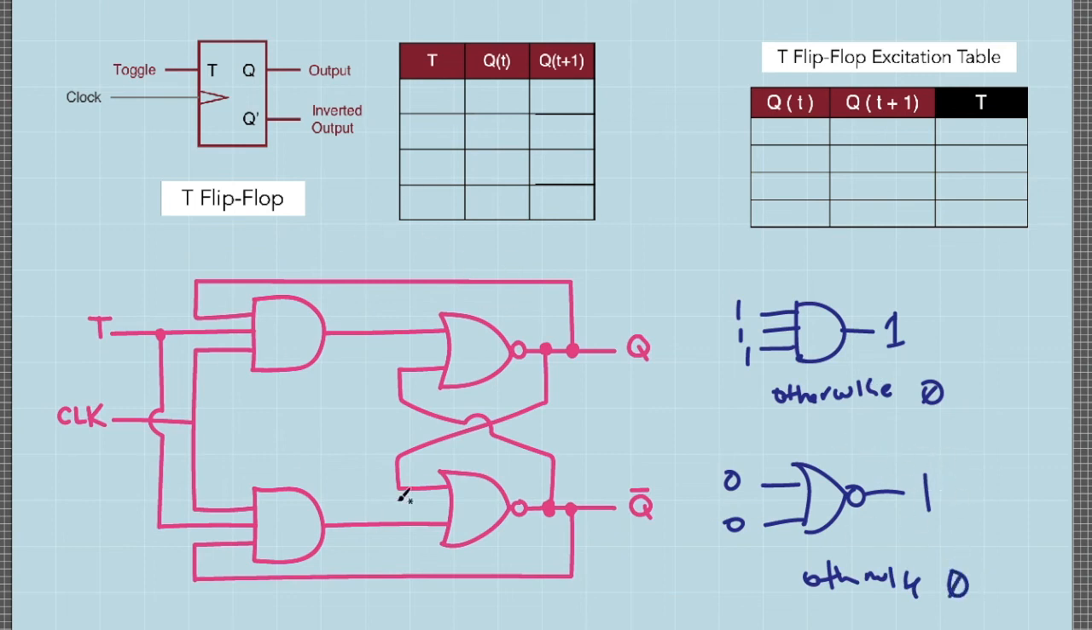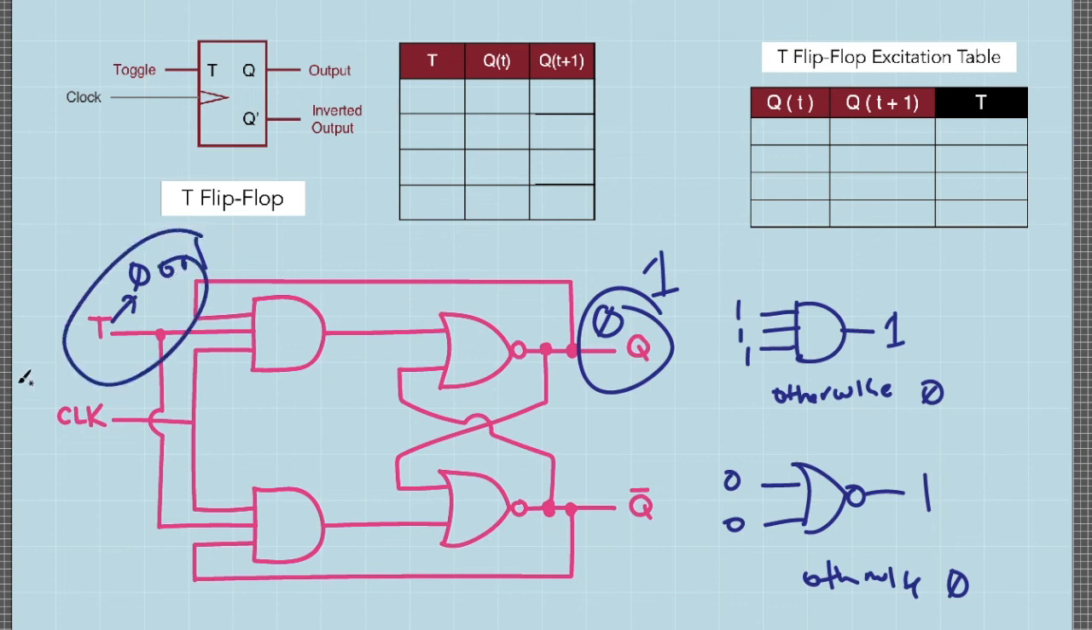So going back to this circuit, since we only have one input and that would be the toggle signal, we can assume different initial values for Q. For example, we can assume that initially the output Q is at logic 0 and we supply this toggle signal with either 0 or 1. Or we can assume that initially Q is 1, and we can supply this toggle signal with 0 or 1, and so on.